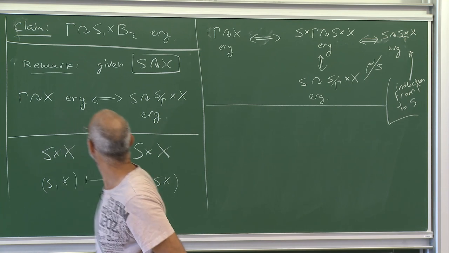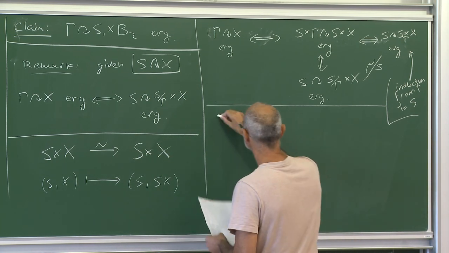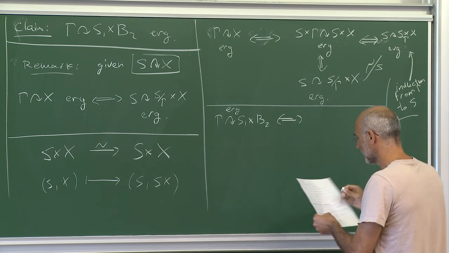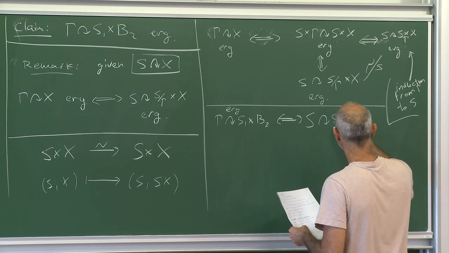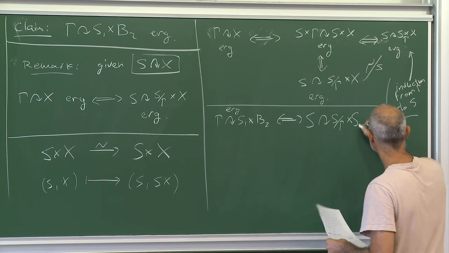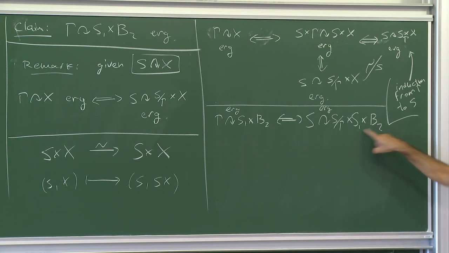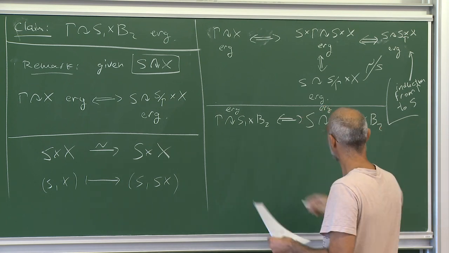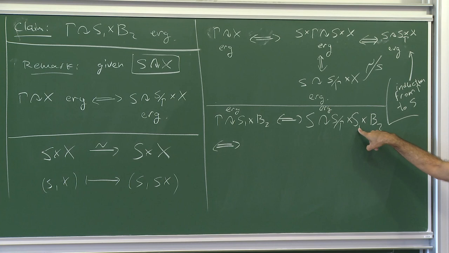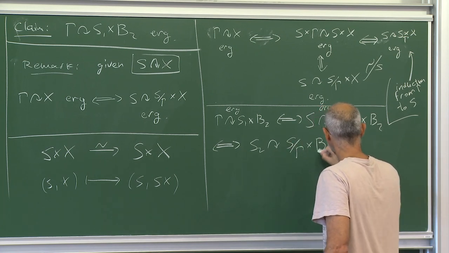And now I want to go back to this claim and prove it in view of this remark. So now I want to show that this is ergodic. And using the remark, this is the same as showing that S acting on S mod gamma times B is ergodic. I use this as my X, of course. But now, this is S1 times S2, and it acts on many things times S1. Let's mod out the S1 action. So this is the same as S2 acting on S mod gamma times B2 being ergodic.